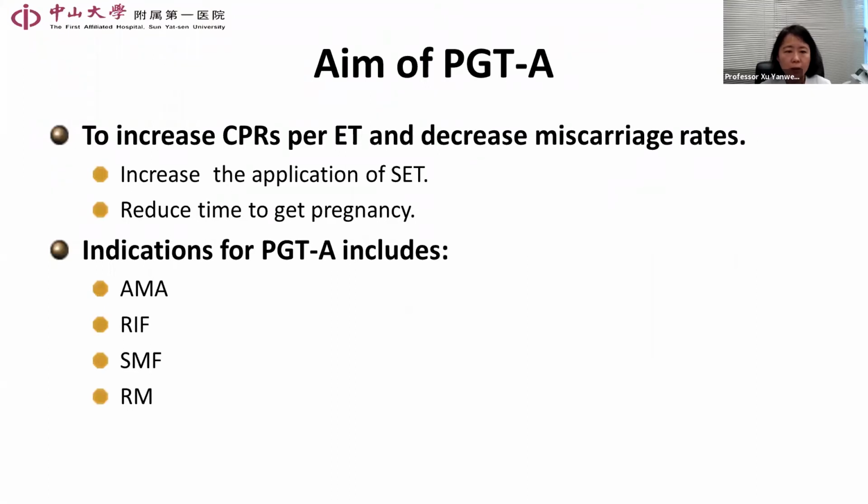First, we need to understand the aim of PGT-A. PGT-A is for increasing clinical pregnancy rate per embryo transfer and decreasing miscarriage rates at the same time. Thus, to increase the application of selective single embryo transfer and reduce time to get pregnancy. The indications for PGT-A include advanced maternal age, repeated IVF implantation failure, severe male factor infertility, and recurrent miscarriage.